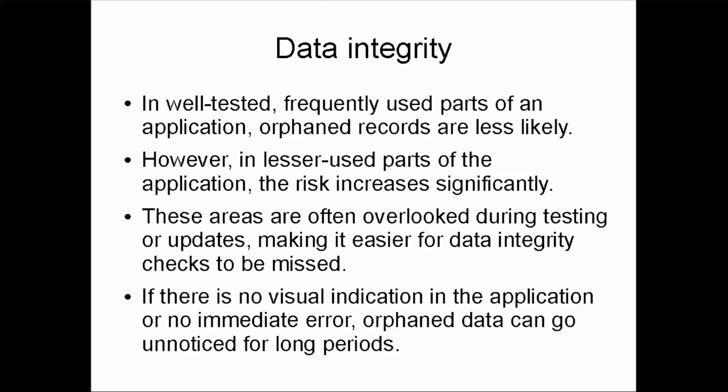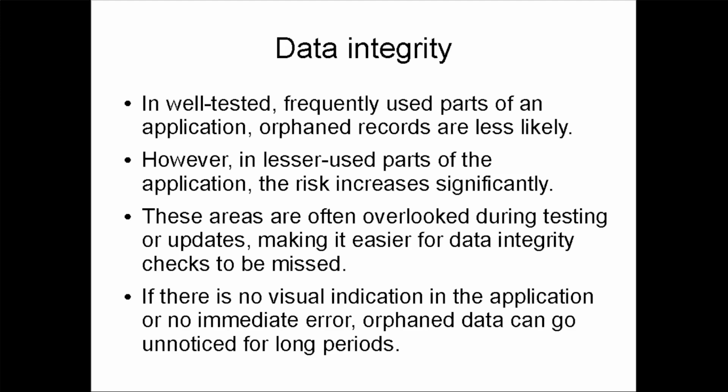Maybe there is an old module that still processes customer data, but no one checks it often. Perhaps a background process imports external data, but the validation rules are not strict. Or an administrator-only feature allows manual record deletion, but it does not check related tables. When these sections of the system are not frequently tested, referential integrity checks can be forgotten, and orphaned records start accumulating unnoticed.